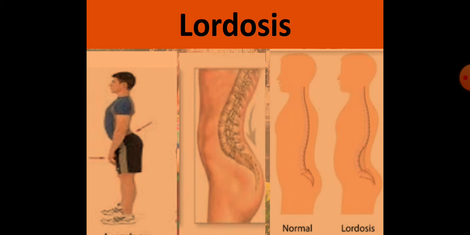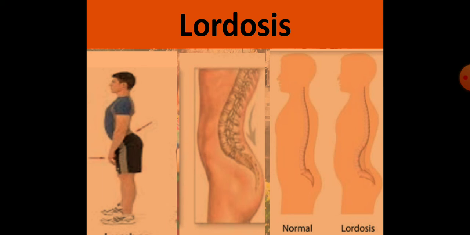In the third picture we can see the natural curve of the neck. This is known as the spinal curvature. And in the fourth picture we can see this curvature is increased, which is causing the hollow back.